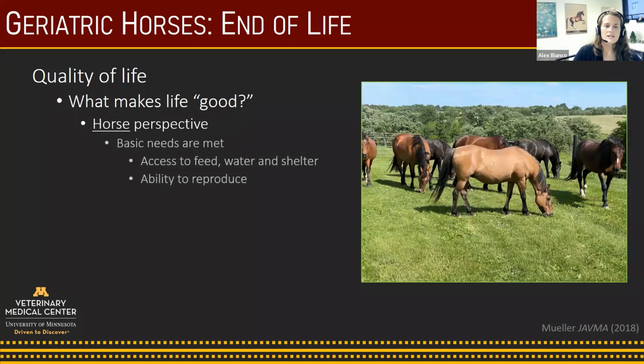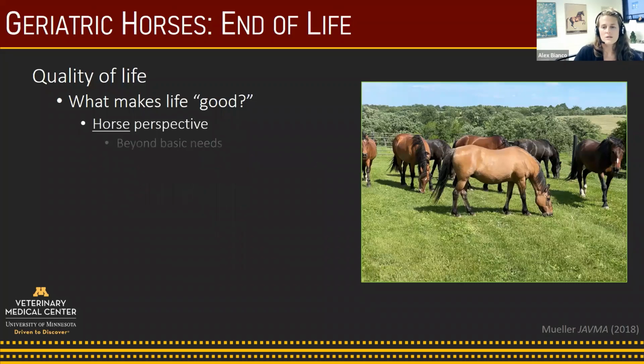They want to know that their basic needs are met. Evolutionarily, that means they have access to feed, water, shelter, and realistically the ability to reproduce. That's what evolution says a horse should be doing: reproducing. Obviously we take that aspect away pretty early in most horses' lives, but that is what evolution says they need. But is that really enough? These horses that we're talking about are part of our lives. They're part of our family. We know that a horse wants more than that.